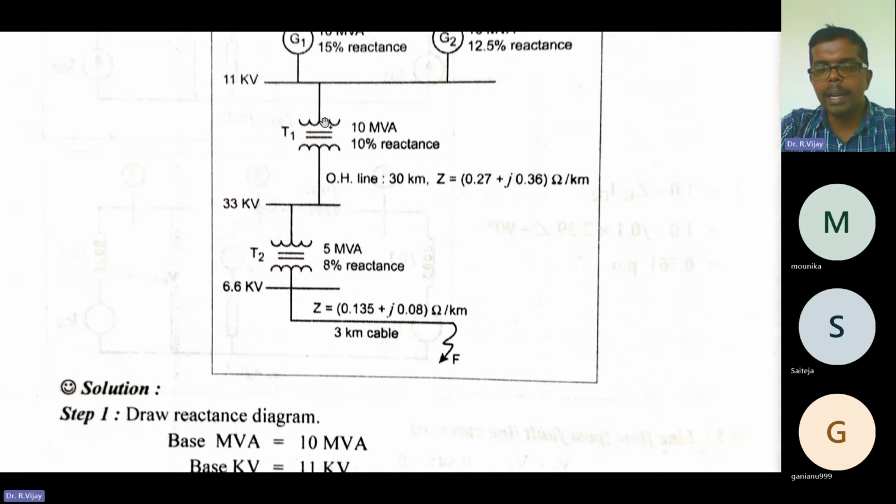You should not take the previous value, which was 11 kilovolt. Here the overhead transmission line is connected to the 33 kilovolt bus, so you need to take the base value as 33 kilovolt only. You need to be very careful while solving this problem. If you wrongly choose some other value, then the answer may go wrong and the whole problem will go wrong. They will give only 1 or 2 step marks, so you may get 0 out of your 10 marks. So you need to be very careful while solving this problem.